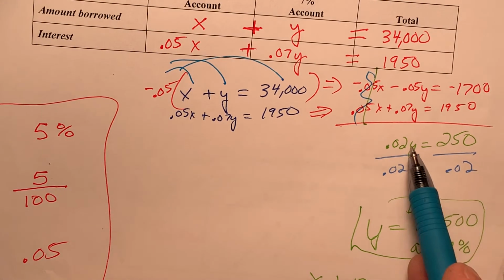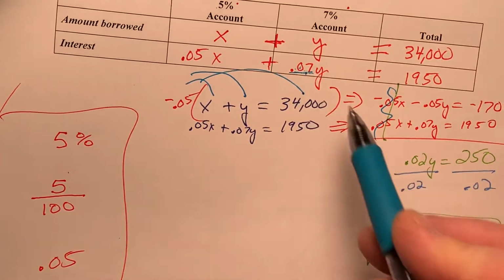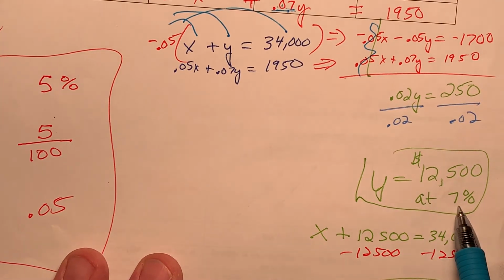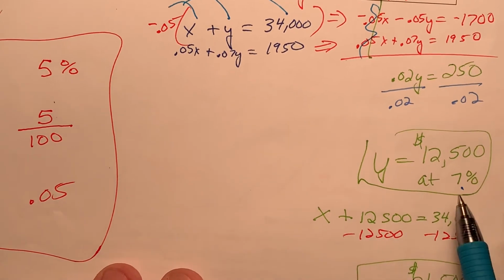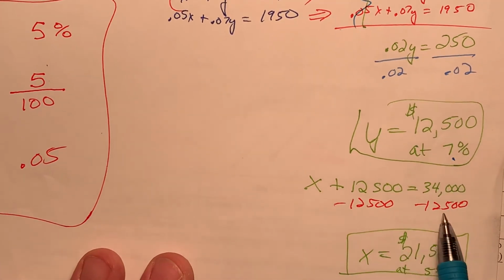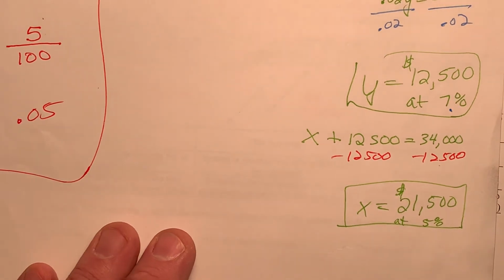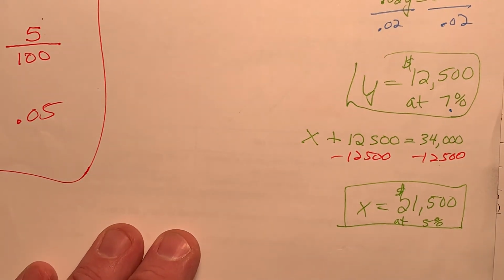That was Y. Y was 7%. So that's why we said 12,500 at 7%. And then she borrowed 34 grand total. So if you take 34,000 and subtract off the 12,500, you get $21,500. That is the note packet for chapter 4, Math Gen 110.